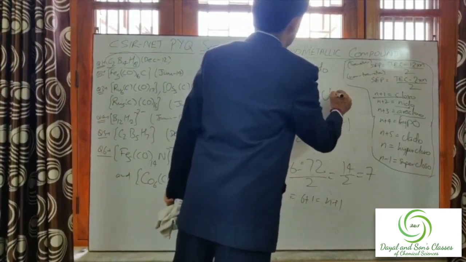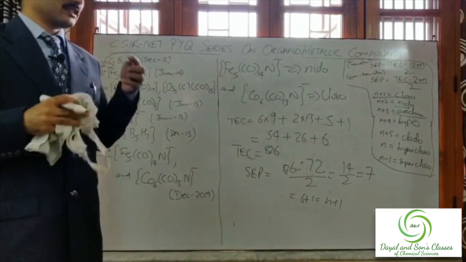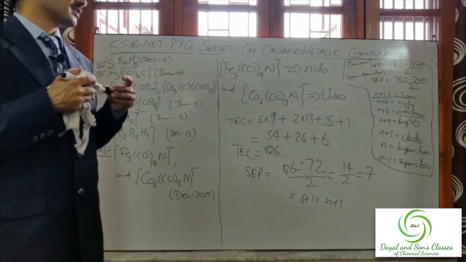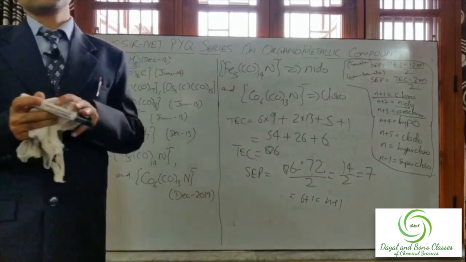That means this has a Closo structure. So the first complex, the iron complex, has a Nido structure, whereas the cobalt one has a Closo structure. So this is all for today's video.